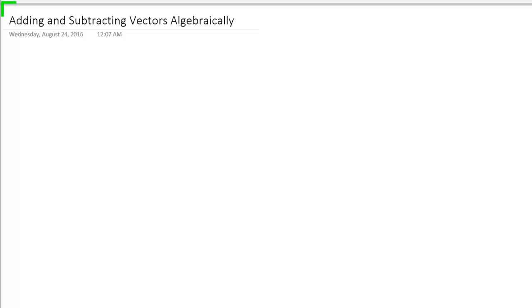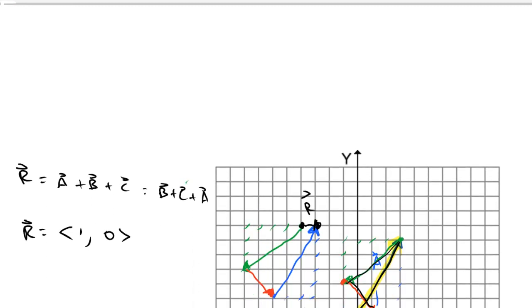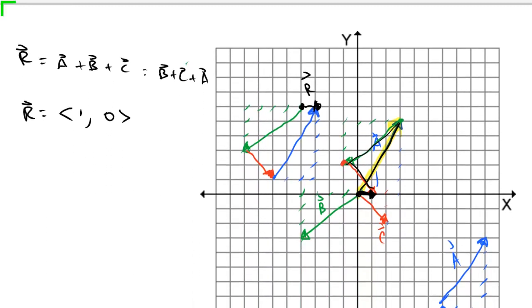Okay, now let's take a look at how we can add and subtract vectors algebraically, which is more accurate and faster if we have the vectors expressed in component form or with magnitudes and angles. This would be more convenient to add them algebraically. So, taking a look at the same vectors that we added and subtracted graphically in the last video, let's look at a different way we can add these same vectors algebraically.